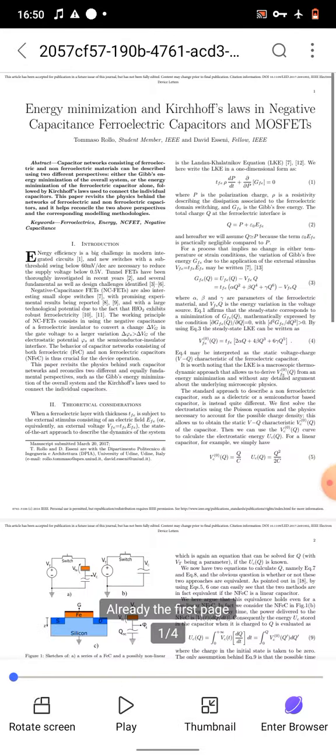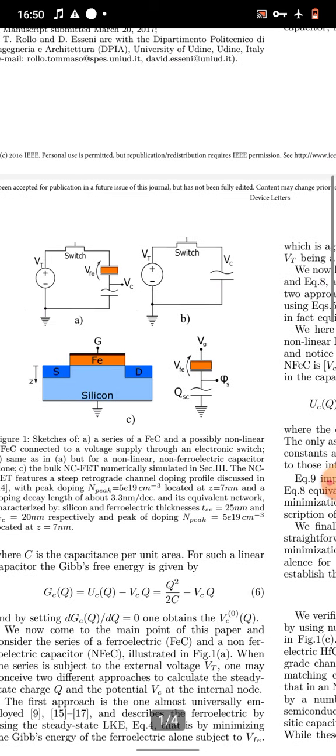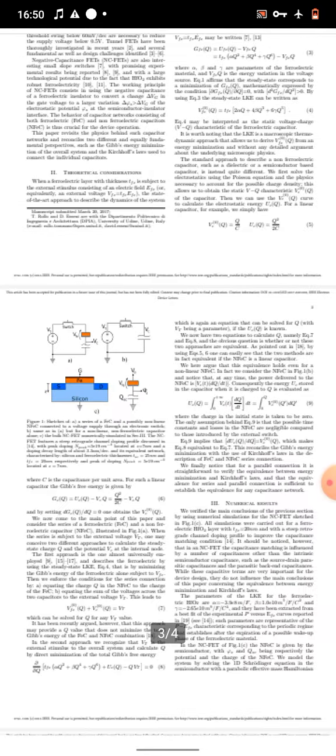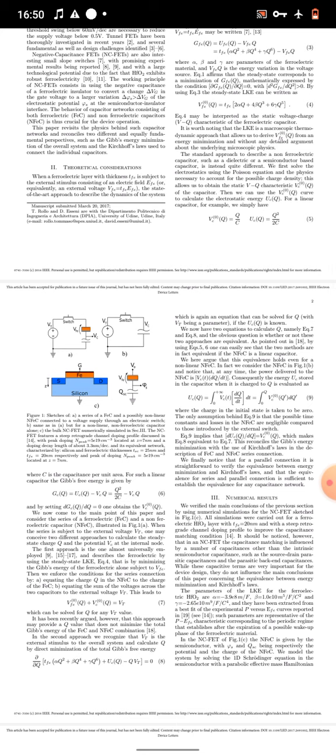So this is my topic about energy minimization, Kirchhoff law in negative capacitance, ferroelectric capacitors, and MOSFET. Mainly, these diagrams are important for this experiment. If you see diagram A, we connect a switch and FE and FC. So these are very important. So this is the topic I have explained.